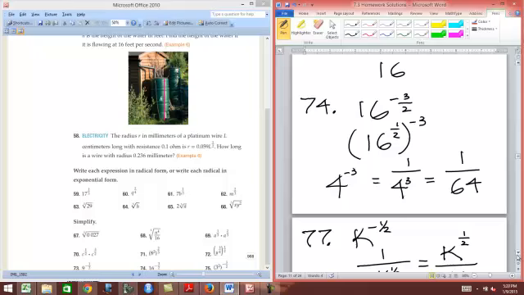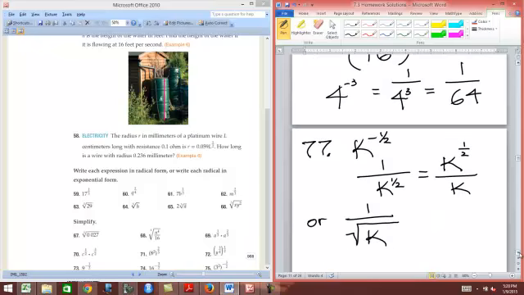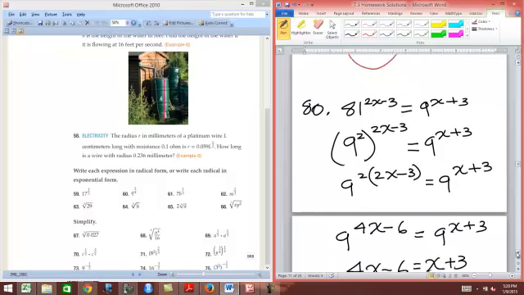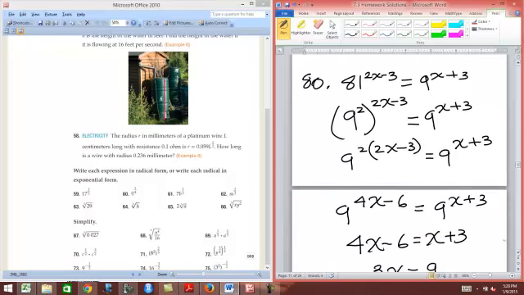Okay, this one's pretty easy. K to the negative 1/2 is 1 over k to the 1/2. And we'll just leave it. Let's leave the answer like this. This is going to come later. That's called rationalizing the denominator. We're not going to get into that yet. We'll get into that later. I don't know when. I remember doing it last year with the freshmen, but I don't remember when.